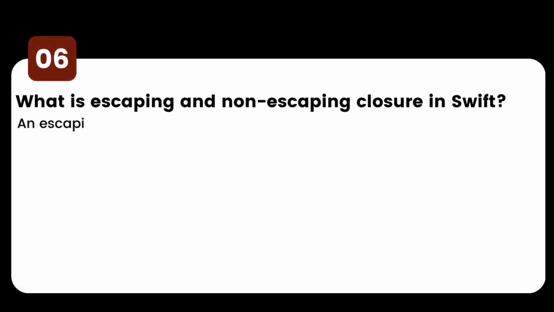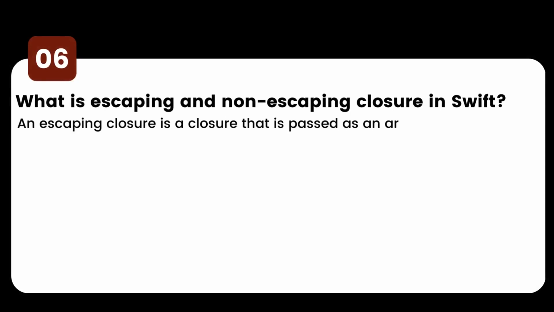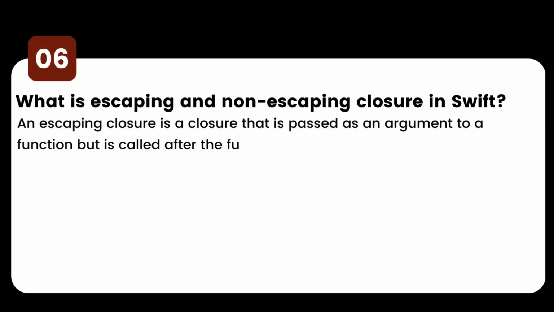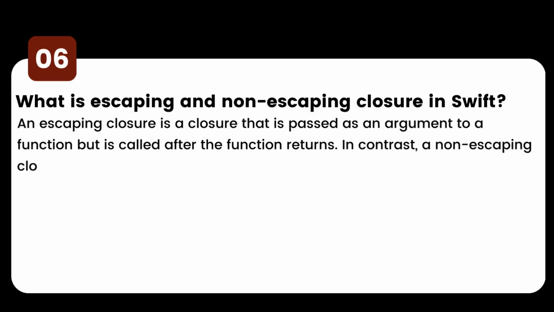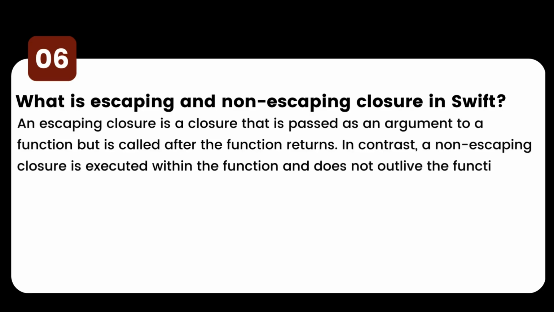Next, what are escaping and non-escaping closures in Swift? An escaping closure is a closure that is passed as an argument to a function but is called after the function returns. In contrast, a non-escaping closure is executed within the function and does not outlive the function scope.